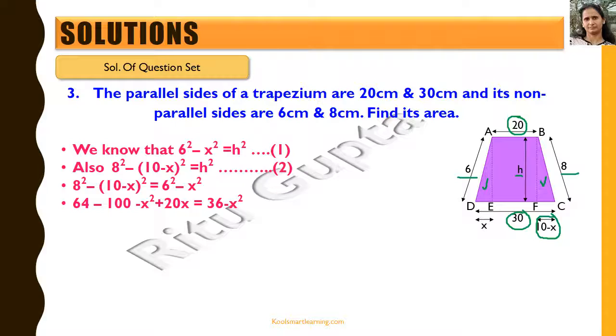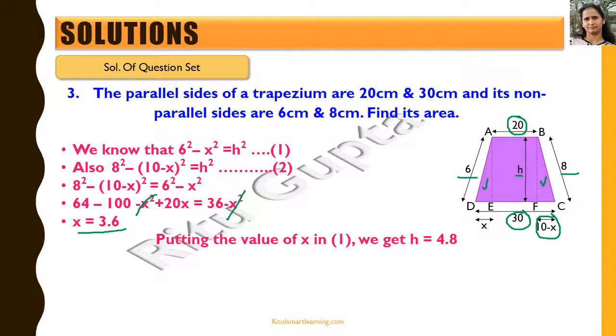And opening the brackets, we get 64 minus 100 minus x square plus 20x is equal to 36 minus x square. And minus x square on the left hand side and right hand side cancel each other. So the equation becomes 20x is equal to 72. So x becomes equal to 3.6. So now we can put this value of x in this equation, and we get 6 square minus 3.6 whole square is equal to h square. Simplifying that we get h is equal to 4.8 centimeter.